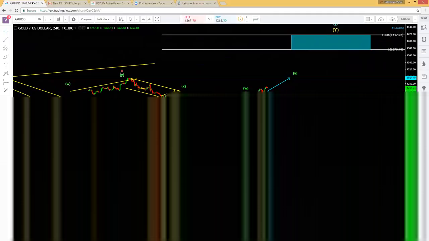Which one can we do now? Aussie New Zealand. My favorite pair. Okay, we've got the clearest setup on this pair. Wow.